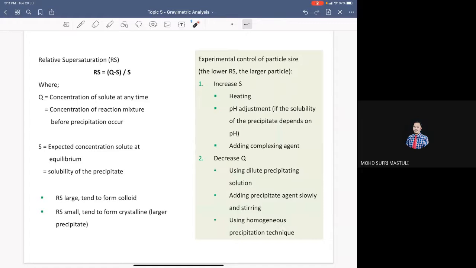This relative supersaturation is no need to cover, but if you would like to read, you can do so. The relative supersaturation (RS) is the formula to control the particle size. For example, if you want larger particles, we have to lower the relative supersaturation, the RS. So you can read this slide if you wish.